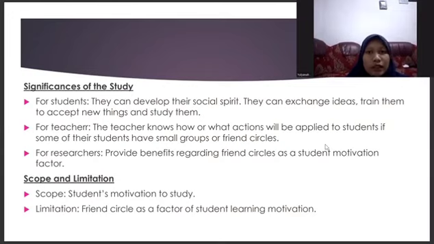The scope and limitation. Scope: students' motivation to study, and the limitation is friend circle as a factor of student learning motivation. I will explain about scope and limitation. The study focuses on identifying the influence of friend circle within the learning process motivation for English as a foreign language. Students' friend circle as a motivation can also have a good impact and a bad impact on the learning process for EFL students.